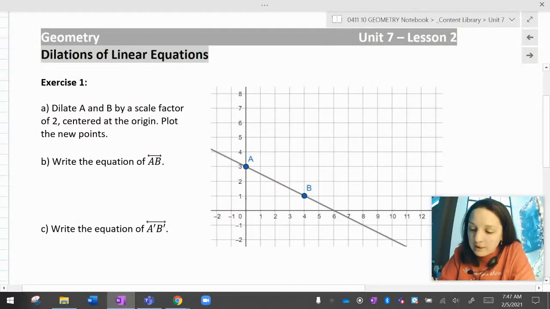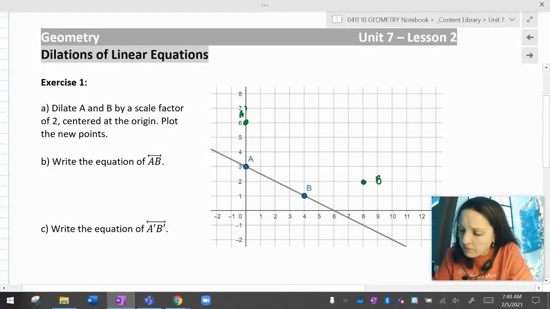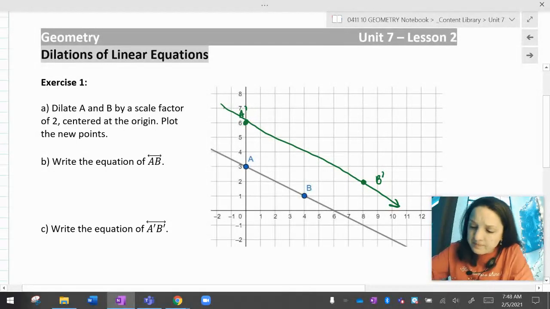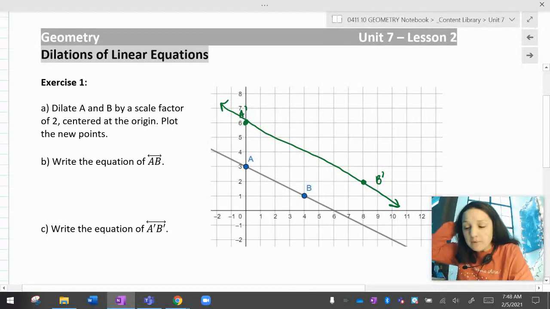Well, point A is the point (0, 3). And so if I dilate that by 2, (0, 3) multiplied by 2 is (0, 6). So there's A prime. And B is the point (4, 1). Dilated by 2 would become (8, 2). I'm multiplying the coordinates, so there's B prime. And here's my new line. Cool. Then it says write the equation of AB.